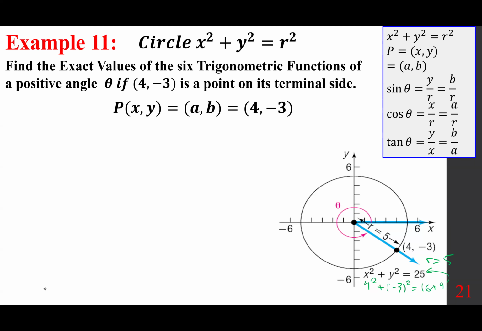And so we have a comma b or x comma y with coordinates 4, negative 3. So a is 4, b is negative 3. So r is the square root of a squared plus b squared, which we showed is actually 5.